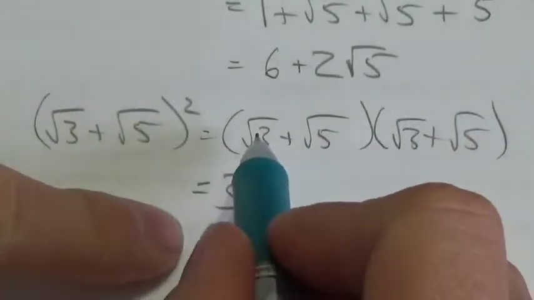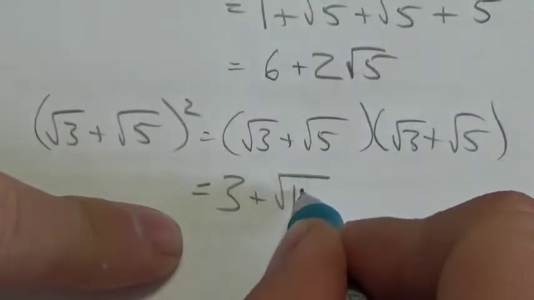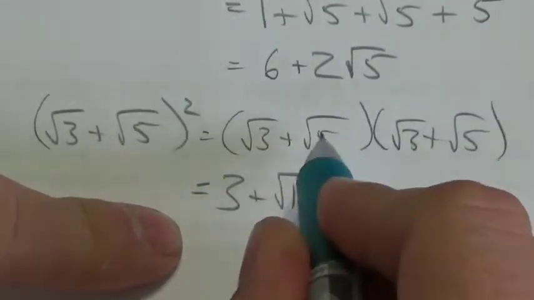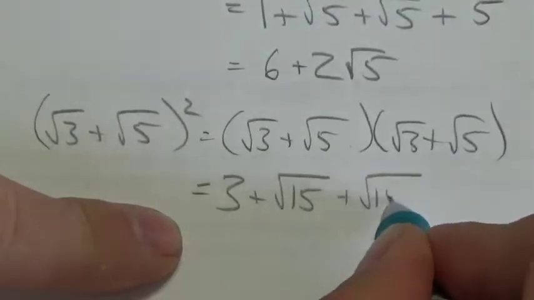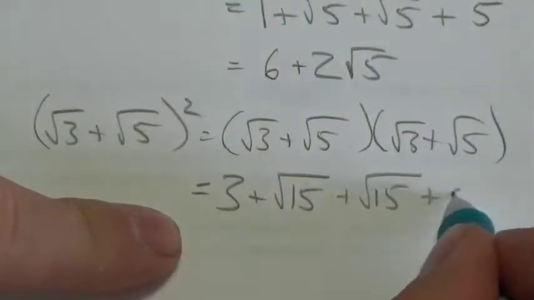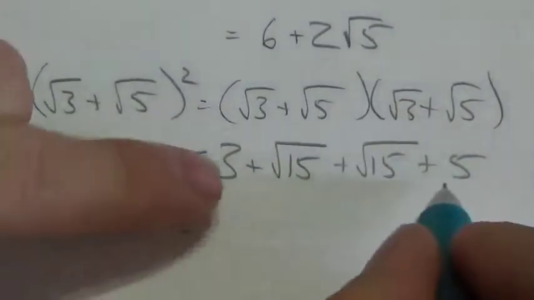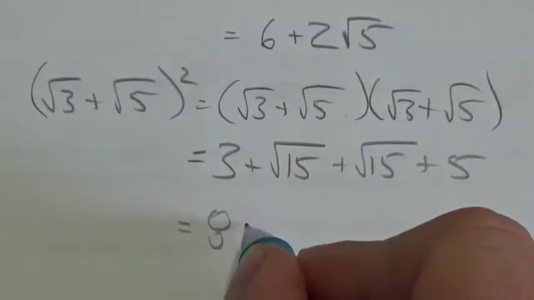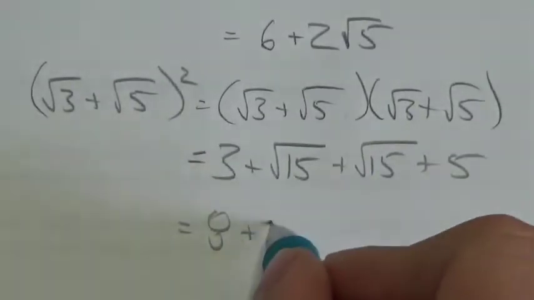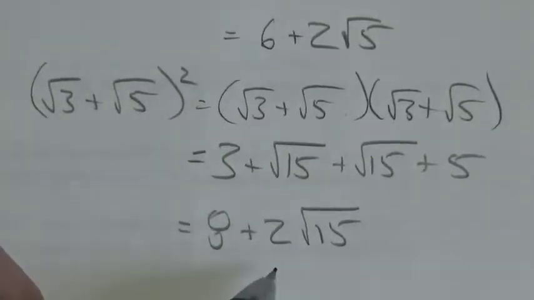It's going to be 3. Root 3 times root 5 is going to be, well, root 3 times 5, or root 15. Root 5 times root 3 is going to be root 15. And as we've seen before, root 5 times root 5 is going to be 5. All right, well, 3 and 5, those are like terms. I can add those together to get 8. Root 15 plus root 15 is 2 root 15. Notice once again that squaring does not ultimately get rid of the radical.